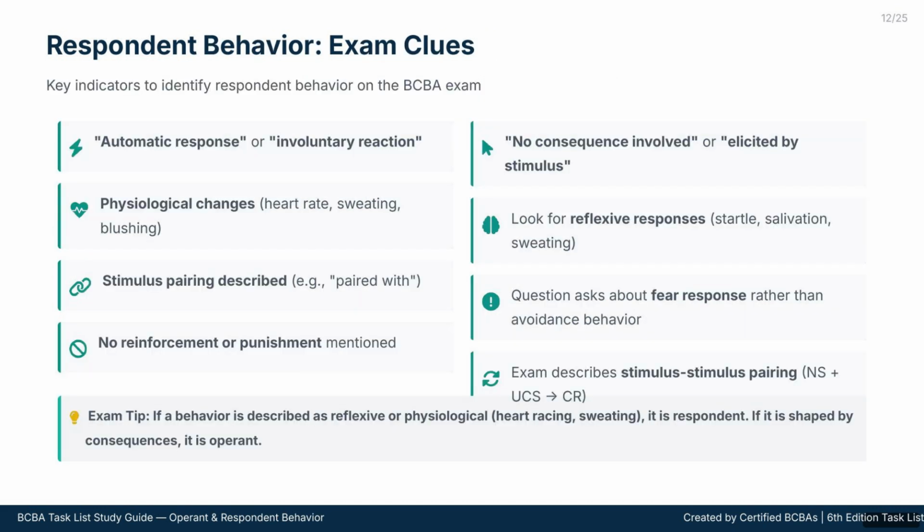Exam clues for respondent behavior include phrases like automatic response or involuntary reaction. Look for physiological changes such as sweating, blushing, or heart rate increases. Stimulus pairing language, such as paired with, is a strong indicator. If no reinforcement or punishment is mentioned and the response is reflexive, the behavior is respondent.